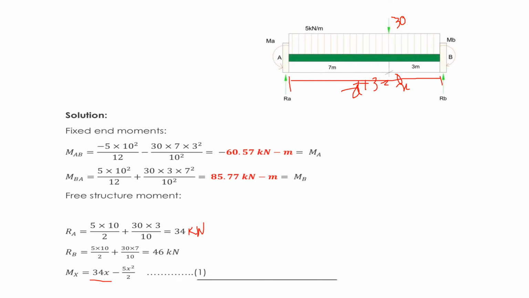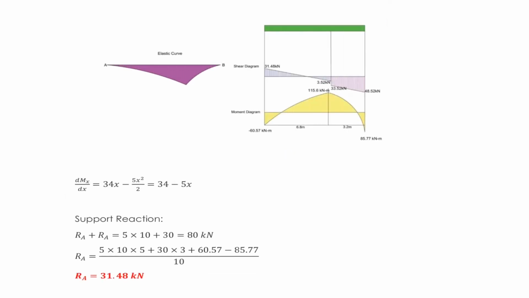And here I have provided the elastic curve. The maximum reading is 115.6 kilonewton meter. This is the shear diagram. Start from 34.78 kilonewtons going upwards. It should be negative going downward: 3.52 kilonewton, 33.52 kilonewton and 48.52 kilonewton. For the moment, start with negative 60.57 kilonewton, reaching 115.6 kilonewton meter.